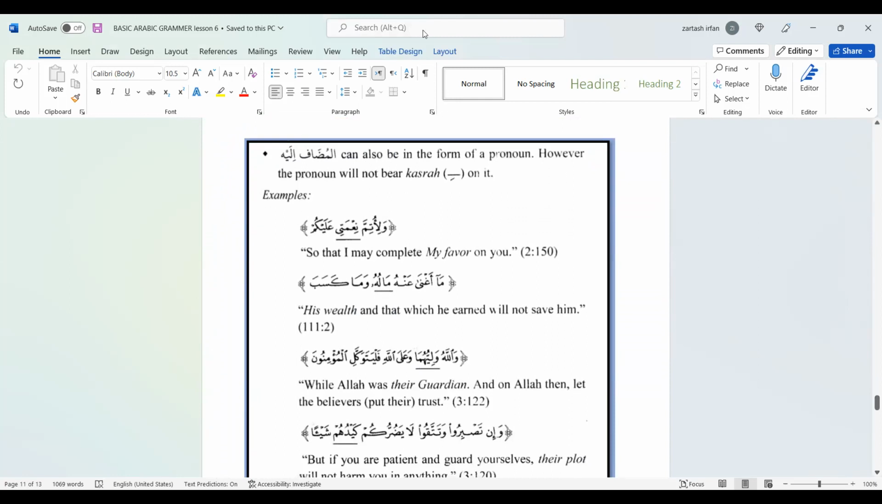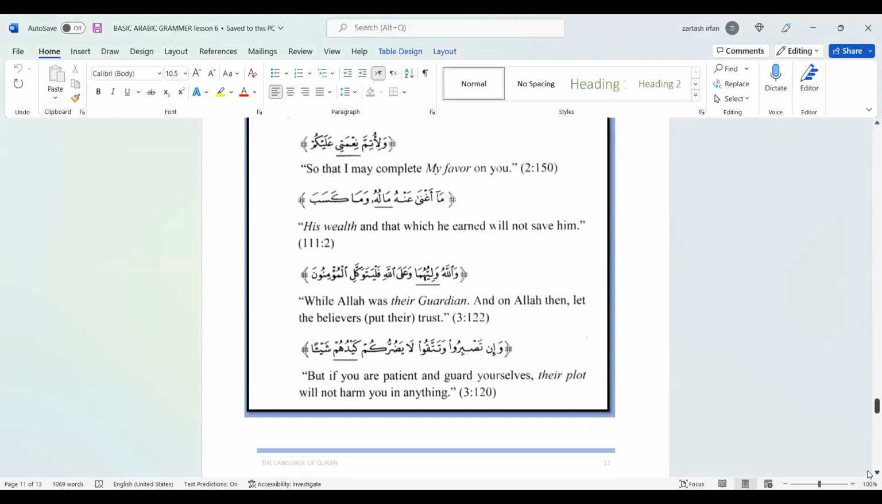Here you can see that mudaf ilayh can also be in the form of a pronoun. However, the pronoun will not bear a kasra on it. You can read all the examples from the notes, and I will be sharing these notes in my telegram.